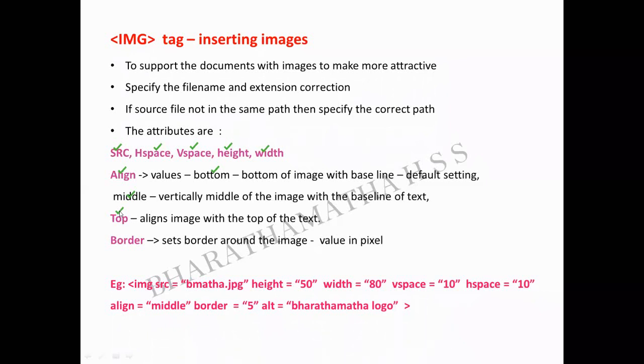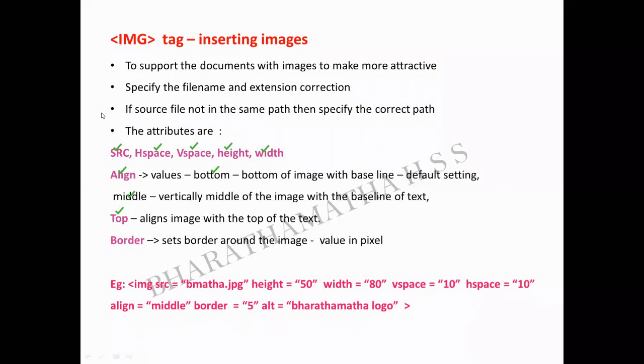So alignment means where and how that image has to be aligned. One is bottom, that is based on the baseline of the image. Next, middle: it will be placed in the middle of the box. Next is top. Top means at the top of the text it will be placed. Next is border. It sets the border for your image. Its value will be given in pixels.